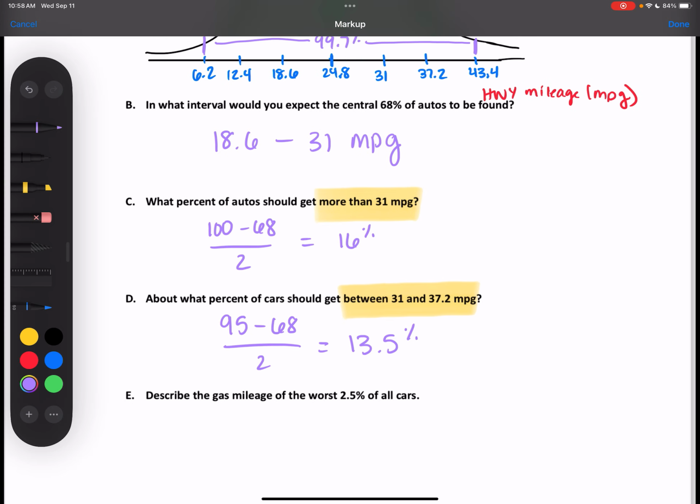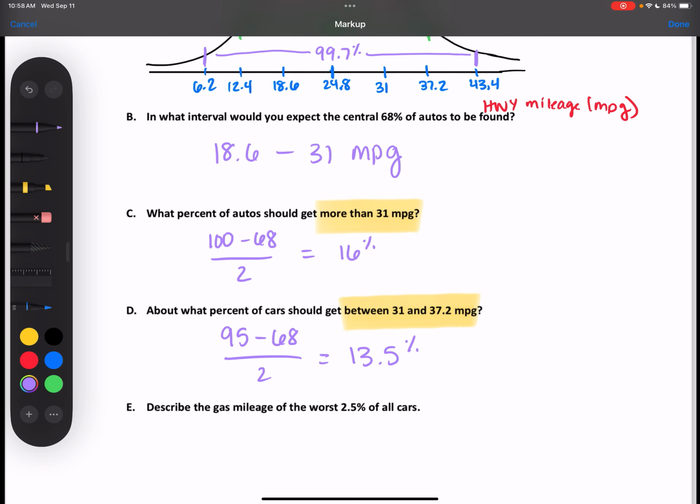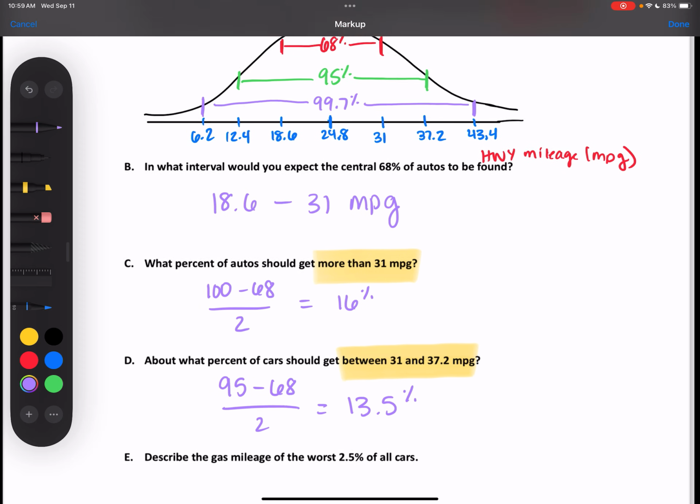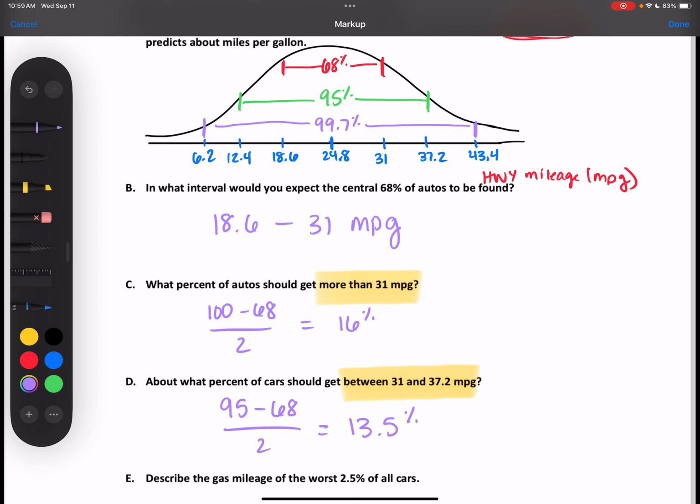Describe the gas mileage for the worst 2.5% of all cars. So this one's a little weird, and people tend to get confused about this one. The worst 2.5% of all cars would be where? Over here somewhere, right? Now, 2.5% is somewhere in this range, but I need to know the exact value. So any ideas what I might need to do with that 2.5%? It's kind of doing a reverse of what we did in the last two questions.